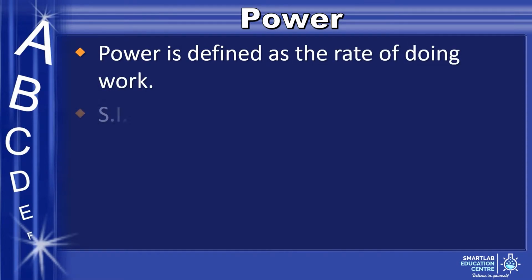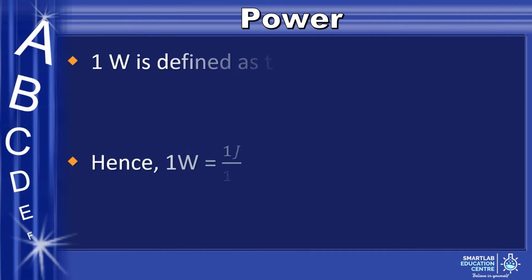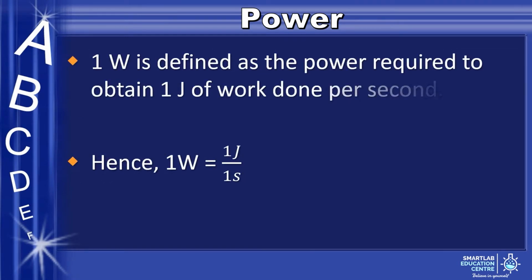Lastly, we have power. It is defined as the rate of doing work. It has an SI unit of the watt. We can summarize its definition with the following equation. In conclusion, we can say that 1 watt is defined as the power required to obtain 1 joule of work done per second.